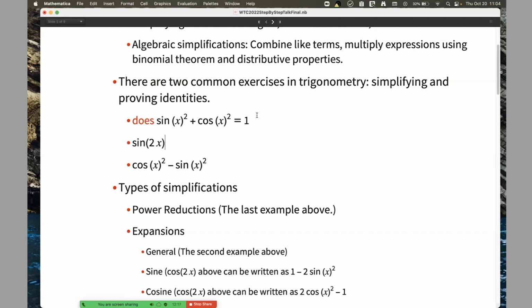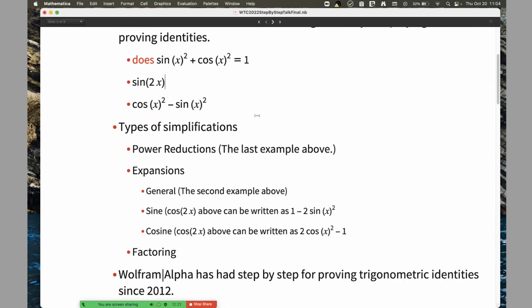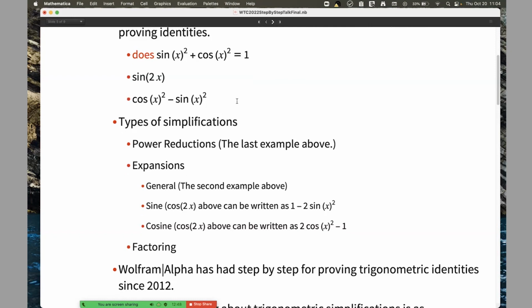And so we have different types of simplifications that we're talking about. For instance, what's called a power reduction is this last formula above, cosine squared of x minus sine squared of x. Essentially the reverse of that would be when you take the double angle formula for cosine and make that into cosine of 2x. And so we have both of these simplifications that have been in production.